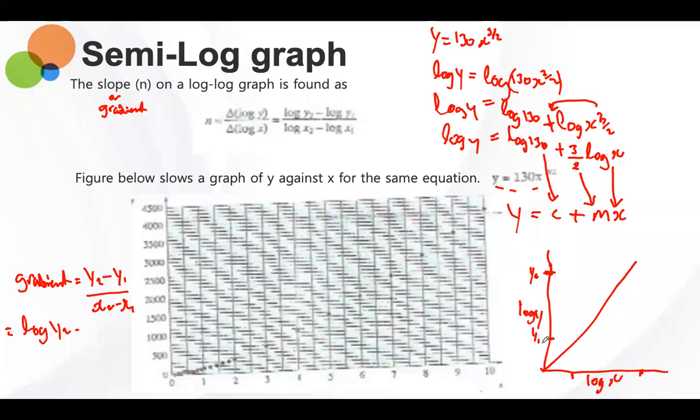y2, y1. Now what would we have here? We have log y2 minus what? Minus log y1, over, what's the next step? Log x2. Log x2 minus log x1. Right. So we're just applying logs, and you'll see more of these in the future, right?